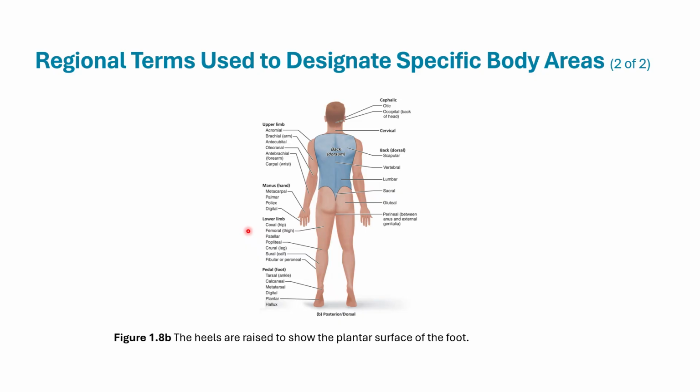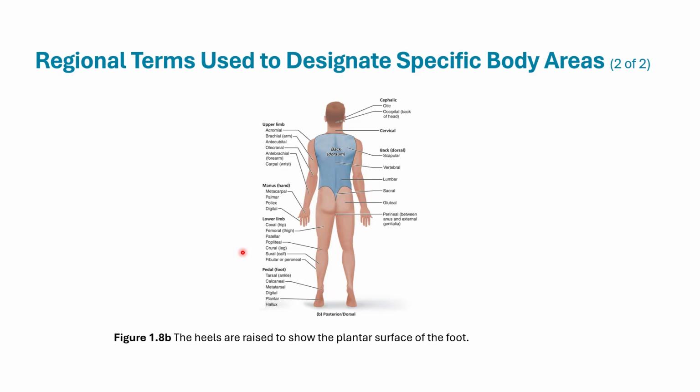Areas in the upper limb have the shoulder or the acromial, the brachial or the arm, the antecubital, anterior elbow, olecranon, posterior elbow, the antebrachial forearm and carpal. The manus region refers to the hands. These include the pollex or the thumb, the metacarpal, the posterior hand, the palmar, the palm, and the digits are the fingers. The lower limb region refers to the legs.